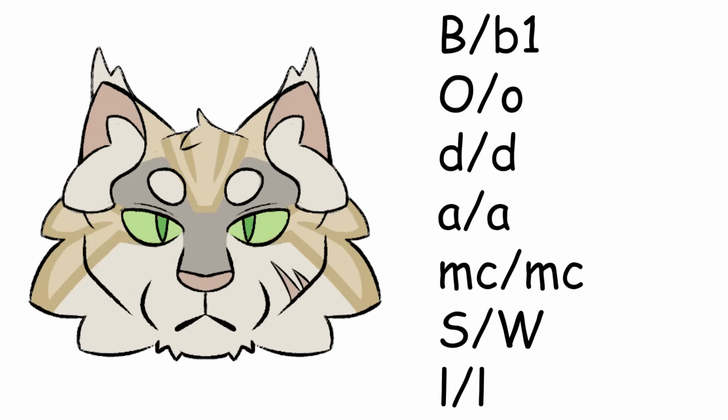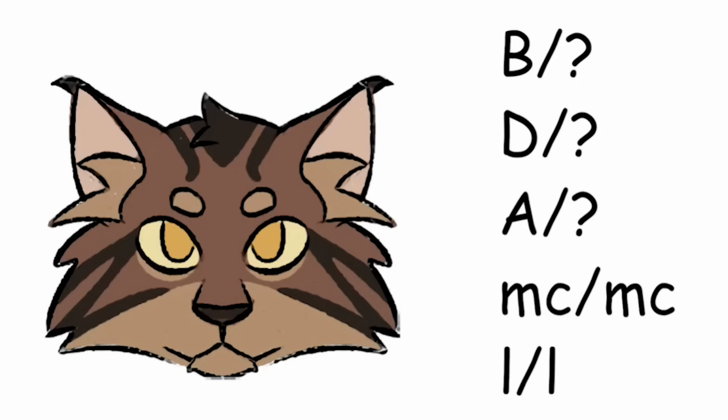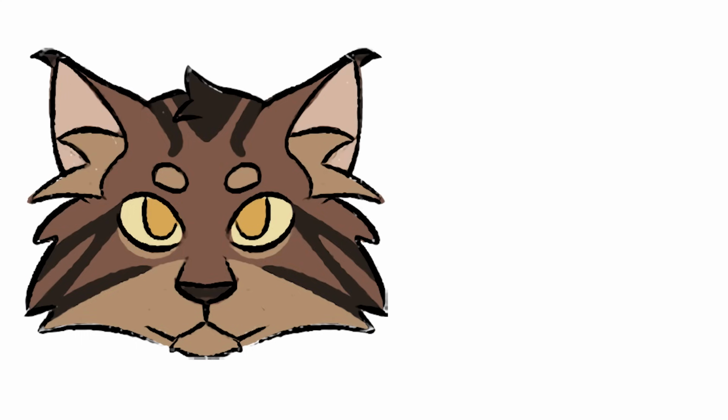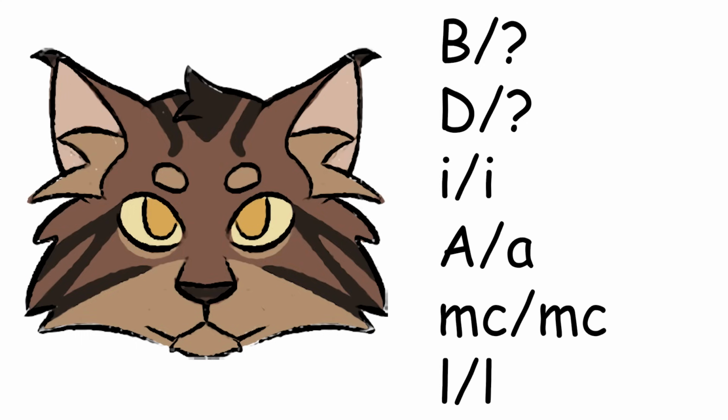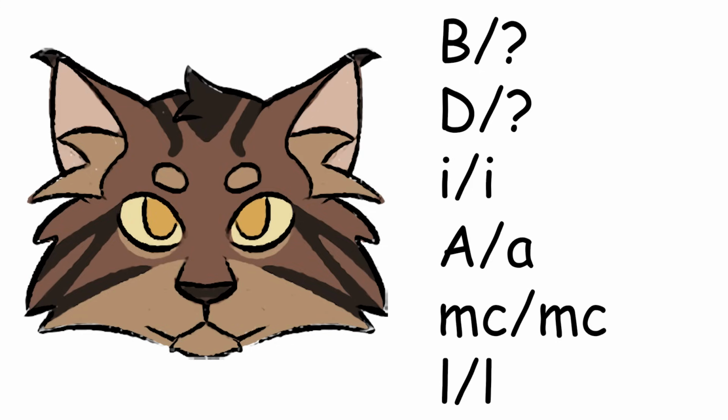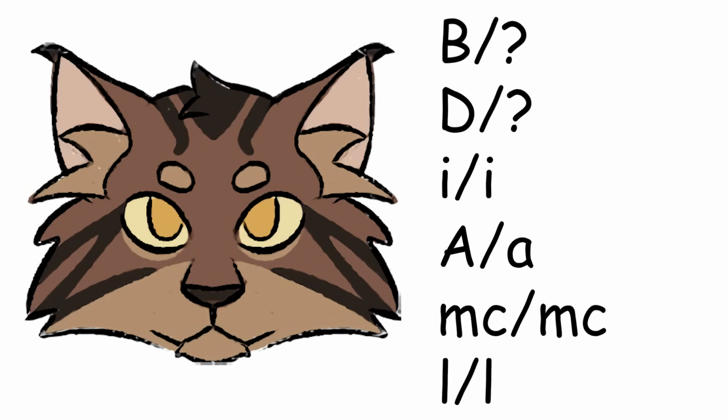Her branch of the tree is interesting because I already did her son, Tigerheartstar's genes in another video, the Firestar one. That means we already know what he has to be. Capital B, capital D, 2 little I's for inhibitor, heterozygous for tabby, heterozygous little MC for classic, and homozygous little L for long hair. Yes, he's a tiger clone, but yes, he's classic.